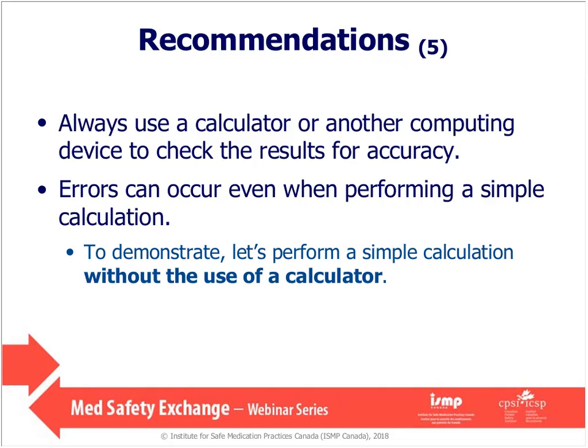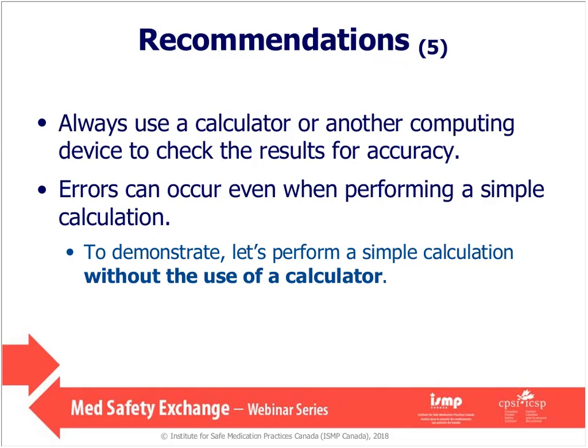We're getting a couple answers in the chat box, looking like 5,000. Okay, so the most common answer given is 5,000. The actual answer is 4,100. This demonstrates that even simple calculations can be incorrect if we do not use an appropriate calculator.